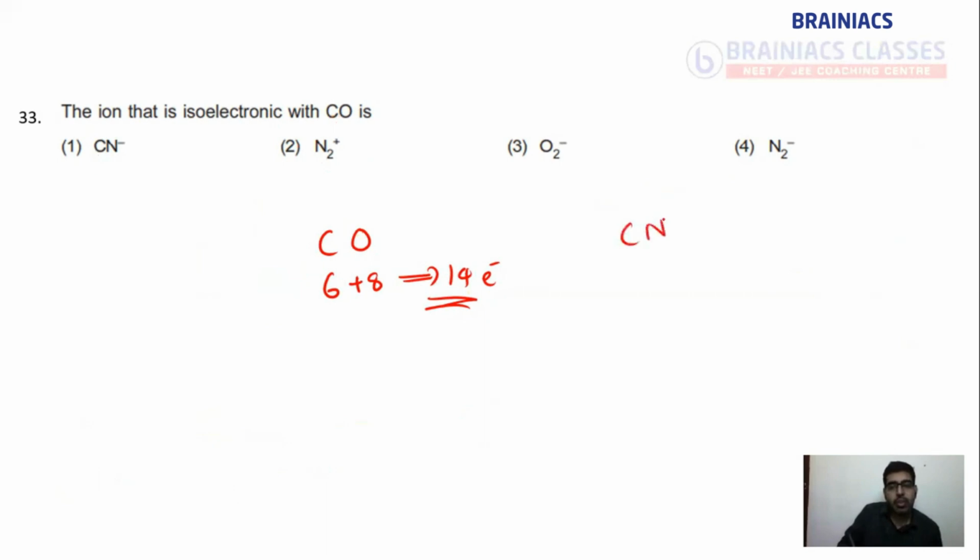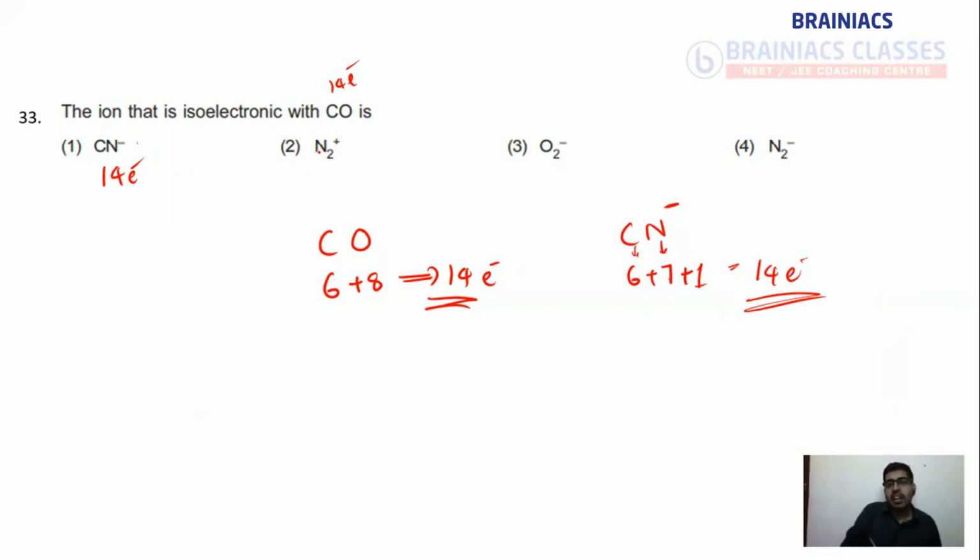CN minus. If you take CN minus, C is 6, nitrogen 7, and minus means one electron is added. So you get 6 plus 7 plus 1, that is 14 electrons. So CN minus has 14 electrons. CO has 14 electrons, and CN minus also has 14.